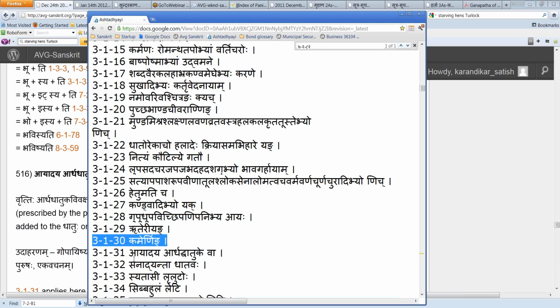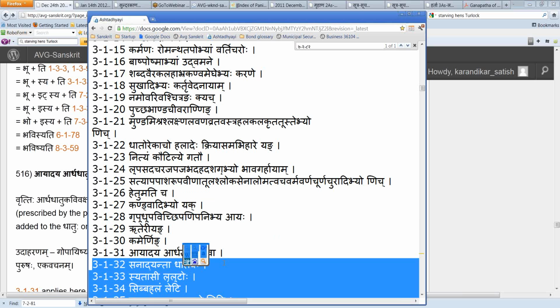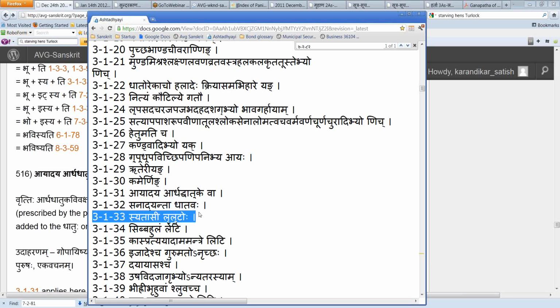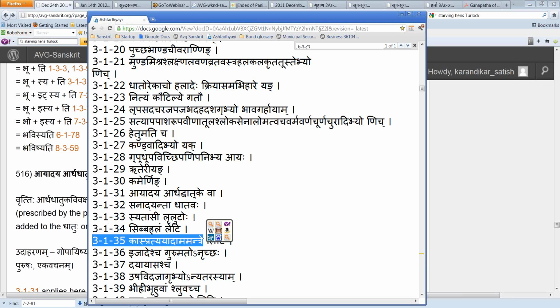We have studied sanadyanta dhatavaha, and we have studied syatasi lutoho, and we have studied the kaspratya rama mantre liti. We have studied the ija adeshta gurumato nrichaha. So basically it's a very familiar section to us. We've been here many, many times.